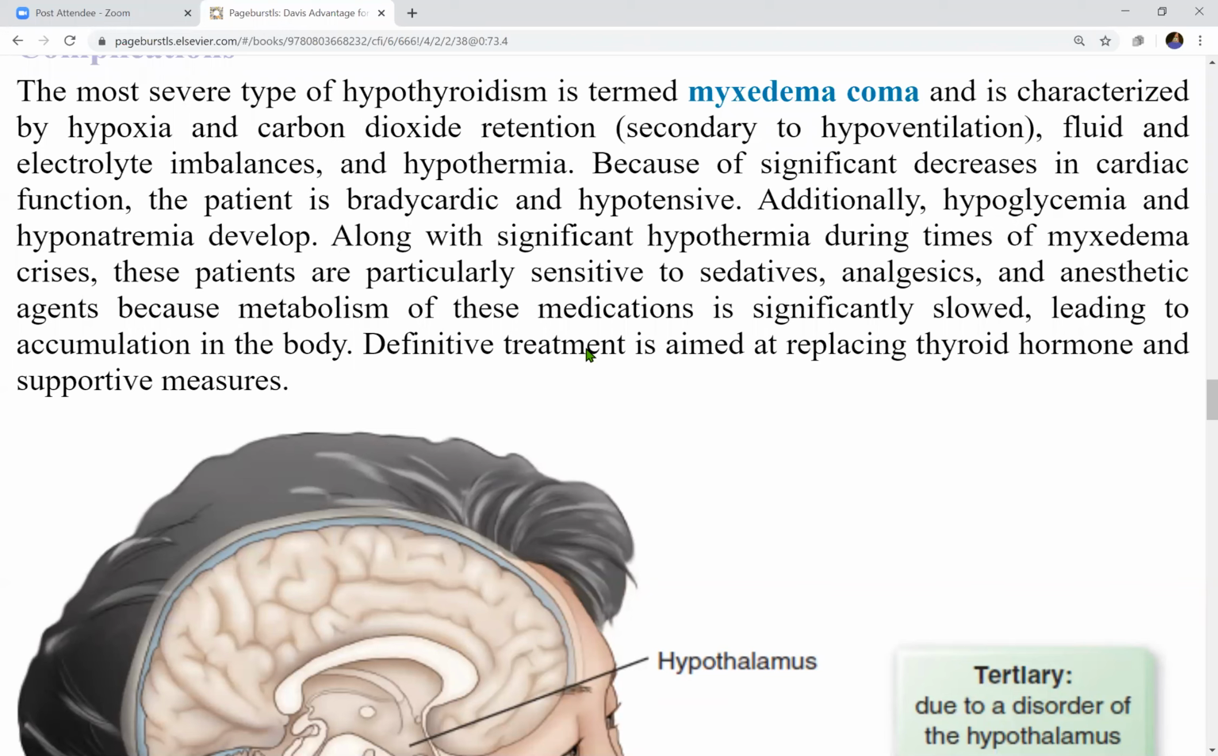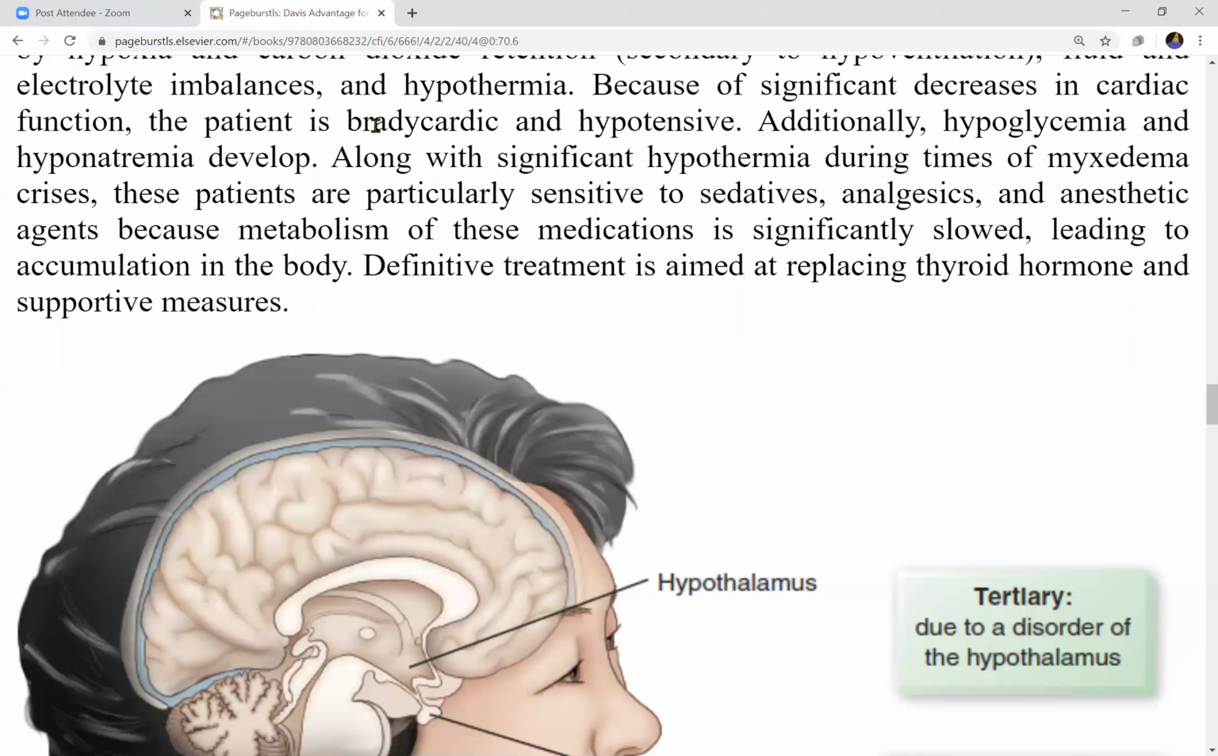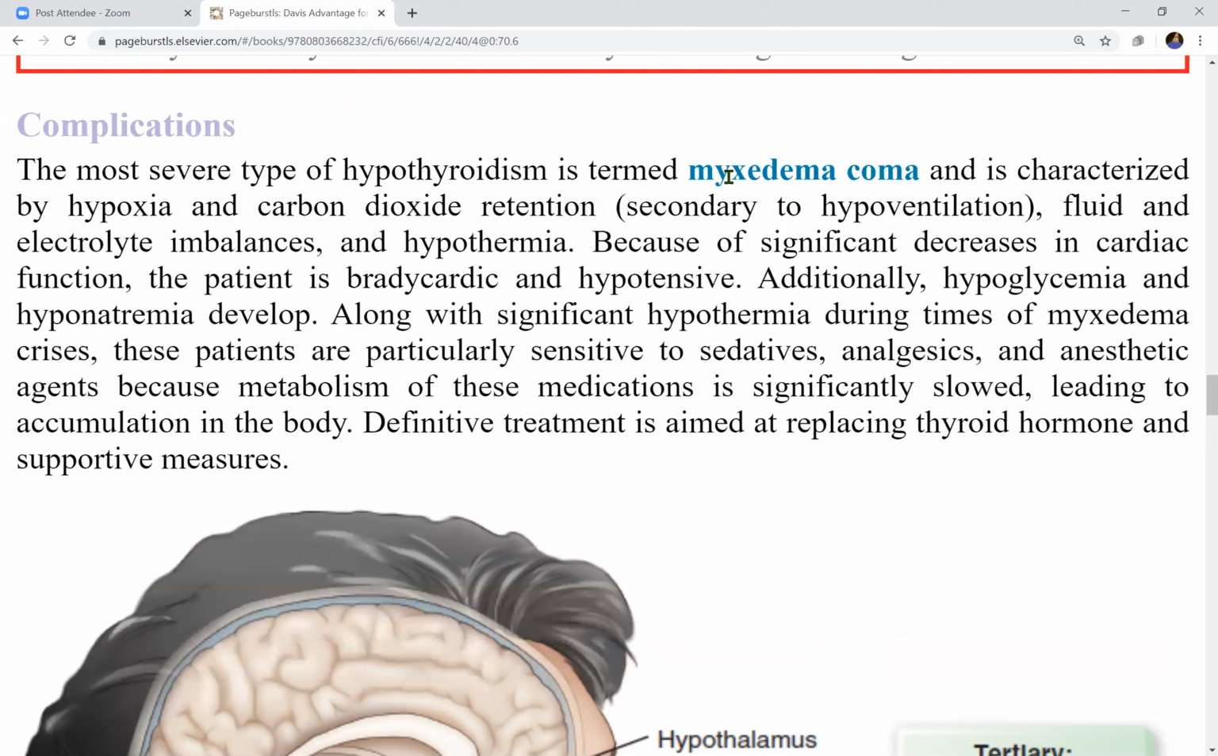Will they even be conscious? Will they be alert and oriented? Not without enough blood and oxygen to the brain, right? So the patient here will be unconscious already. They go into coma. That's why the term is called myxedema coma. However, the coma here is more of a late sign. The patient usually dies from the other problems first before they develop coma.